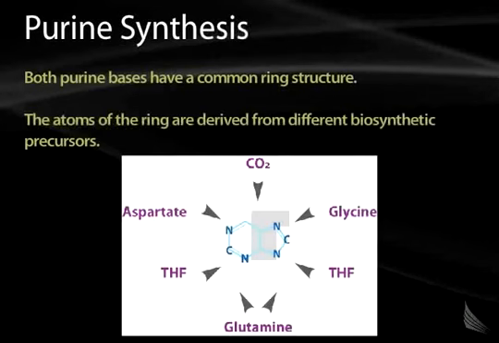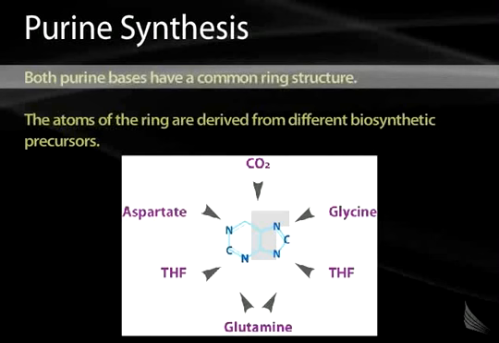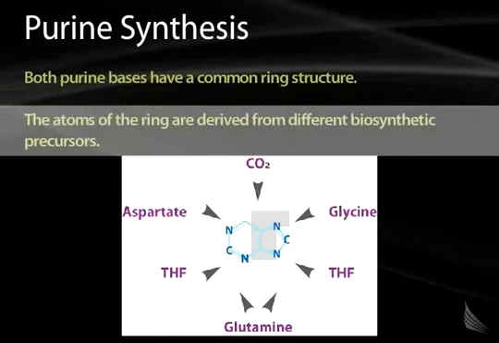Now, we're first going to talk about purine synthesis, and you can imagine this is a complicated process. It has this complex double ring structure. Now, the atoms of the rings are derived from different biosynthetic precursors, and we're not going to talk about the details of how all this happens, other than to say that it comes from a lot of different sources, and many are things we've talked about already.